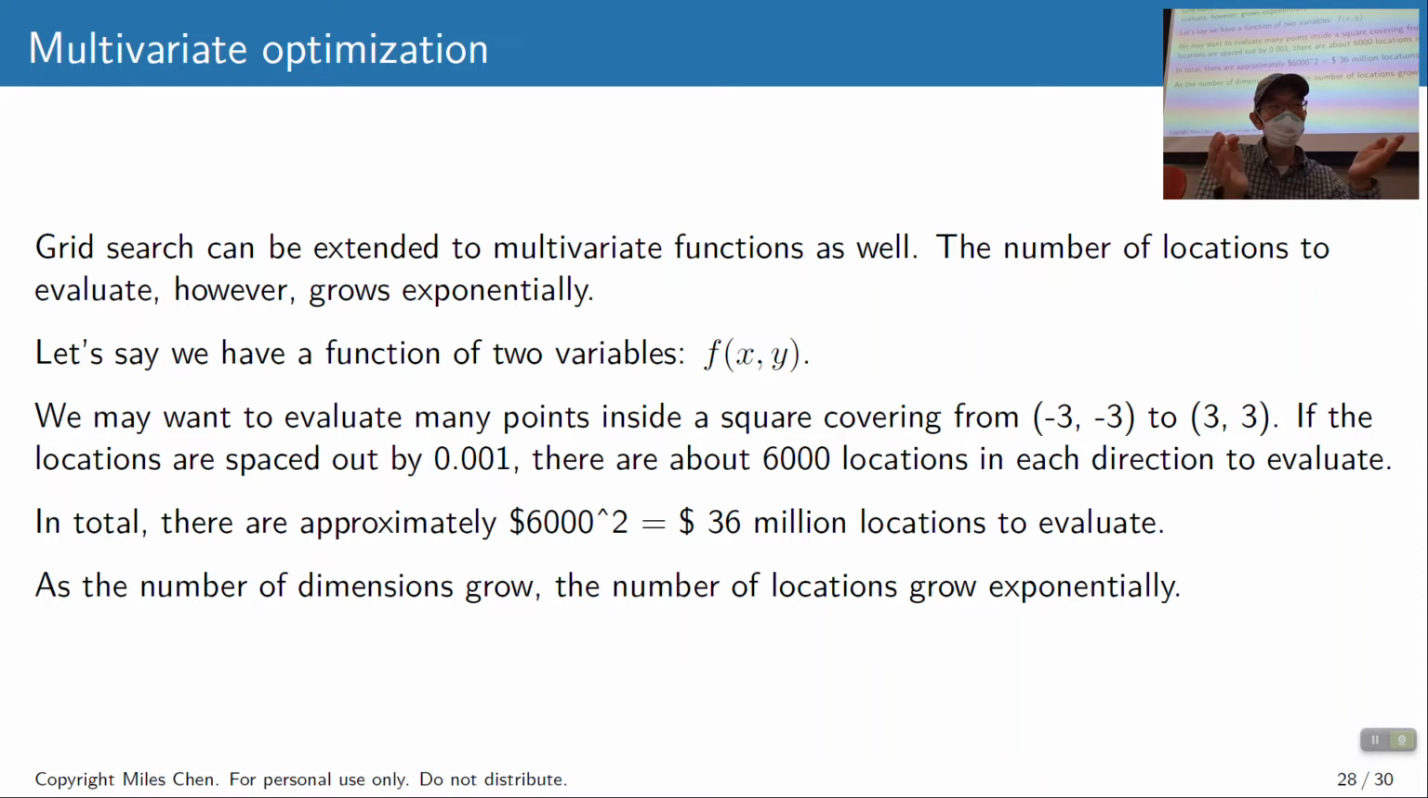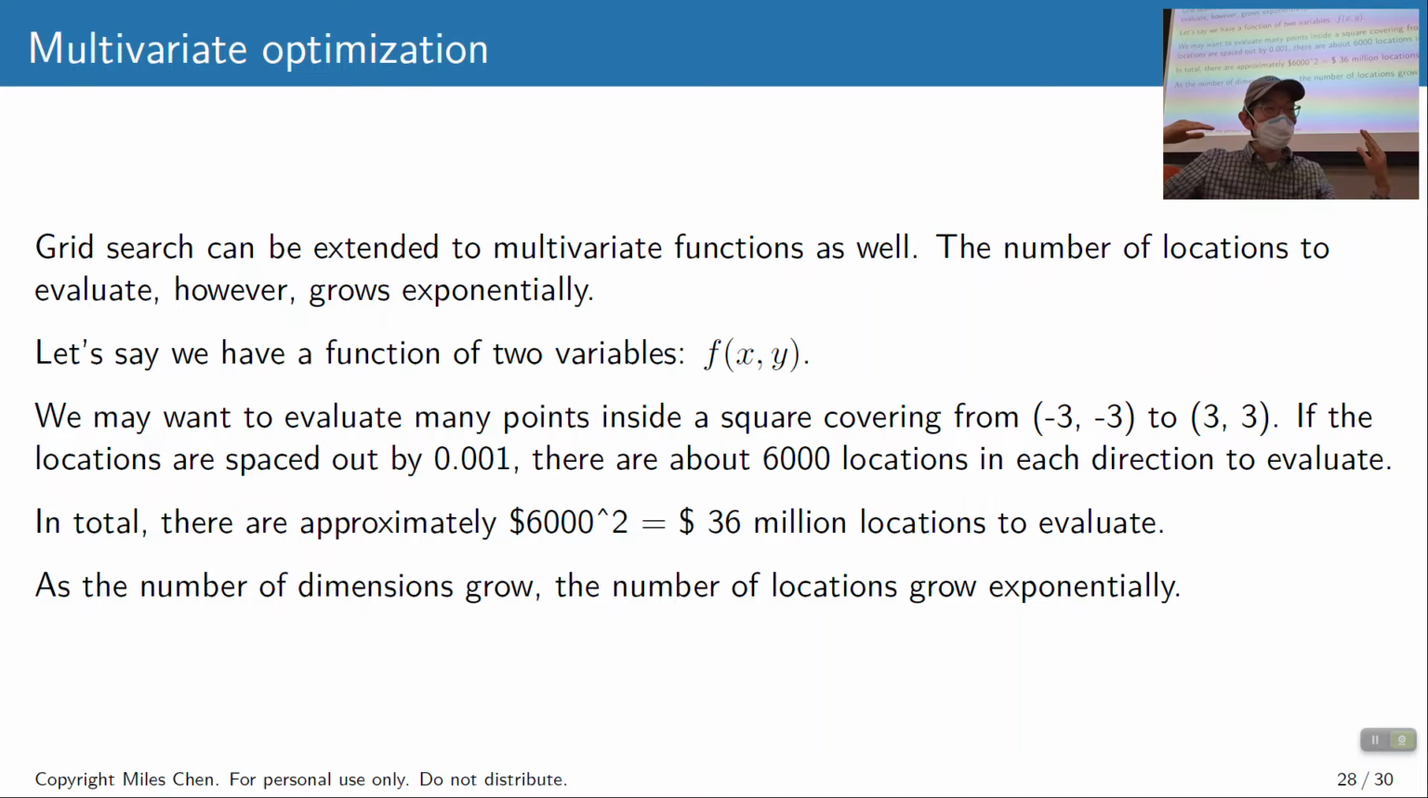For a multivariate function, you could do the same kind of thing. We call this a grid search. You could evaluate 6,000 locations from -3 to 3 for x, and also 6,000 locations from -3 to 3 for y. Now how many locations total do you have to search? 6,000 times 6,000 gives you 36 million points to search, and that's a lot.